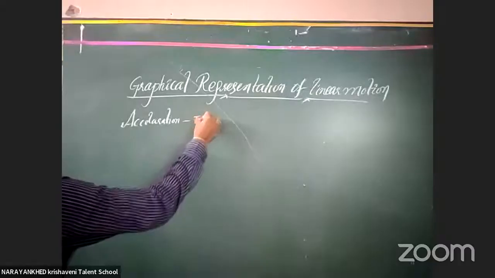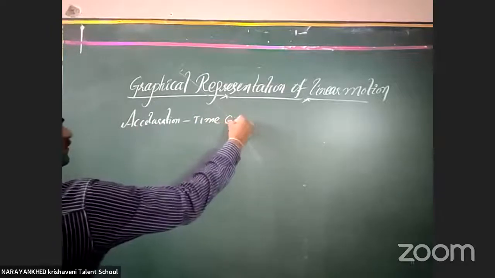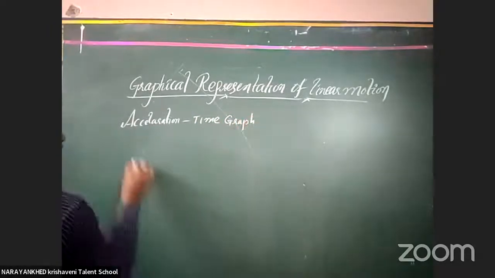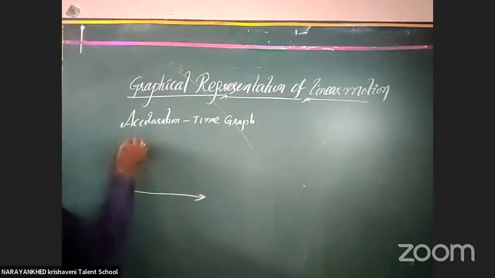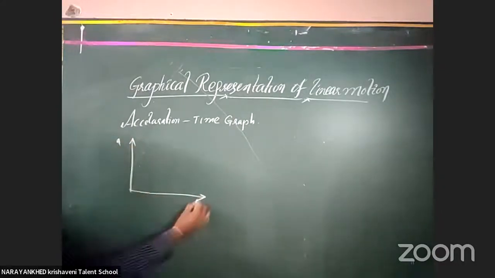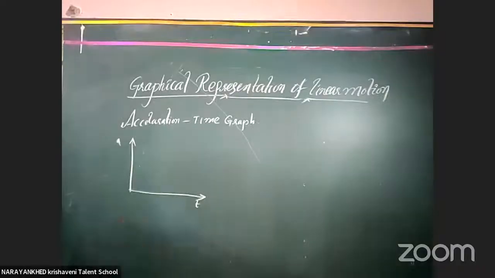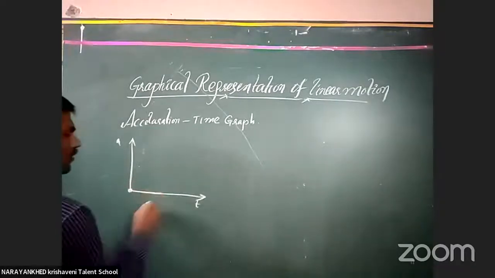And time graph. Yesterday we already discussed it, but once again we repeat it. There are three types of graphs we mainly consider here. This is acceleration and this is time. Three types of graphs of acceleration are considered.